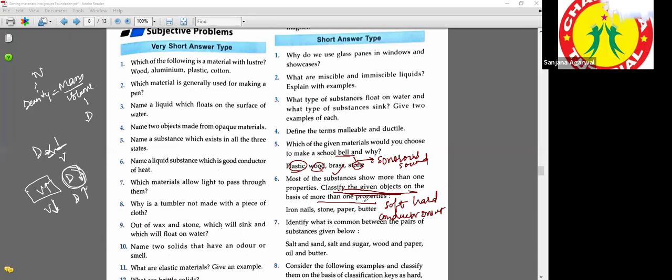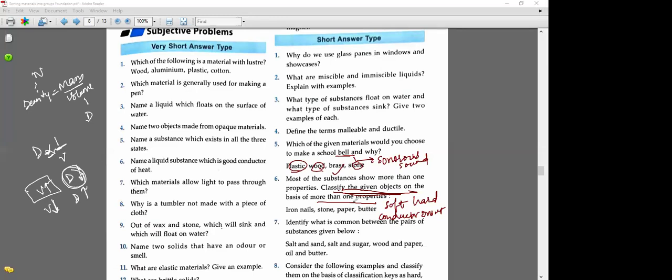Next, who will be telling? This one Harshit told, right? Harshit, you told the sixth one? No, ma'am, I told the fifth one and the first one.